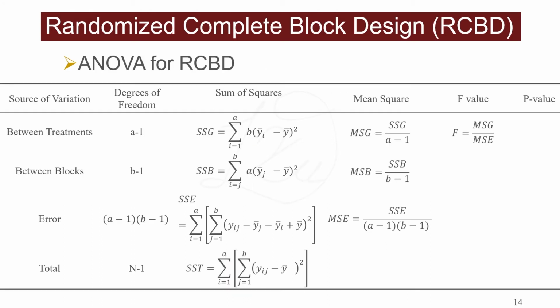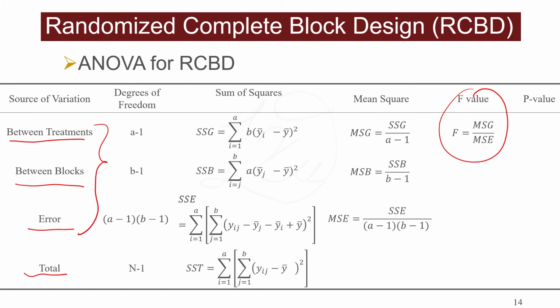We can generate this ANOVA table, calculate the F value, and use the P value to test the hypothesis. Now we have 3 sources of variation: the between treatment variation, the between blocks variation, and the variation from random errors. The total variation equals to the sum of these 3 variations, and the method of calculating the total variation is the same as we have shown before for the one-way ANOVA analysis.